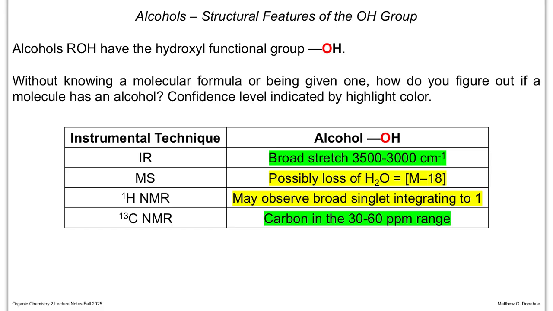So when we're given some data, how do we know that an OH group is in there? I have these tables for each functional group we'll study. The green highlight means that will increase your confidence quite a bit that it's going to have an OH. Yellow is sort of in between, maybe, maybe not. Not sure if any of these tables have red in them, but in IR, you will definitely see that broad OH stretch.